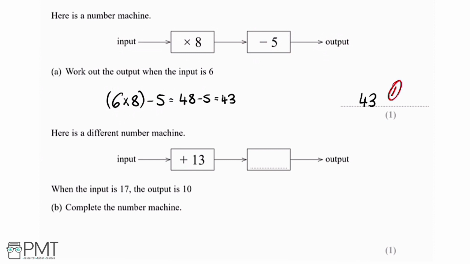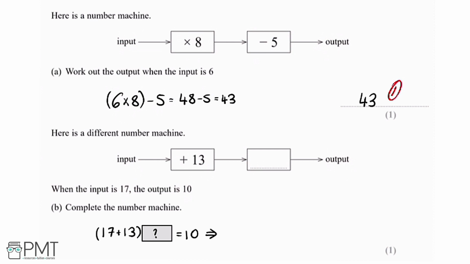So for part B, we've got a different number machine. We've got some input, we add 13, we're not sure what this operation is, and then we've got some output. We're told that when the input is 17, the output is 10, and we need to complete the number machine. So using the input they've told us, we're going to have 17 plus 13. Then we've got some mystery operation here, and that's going to equal 10.